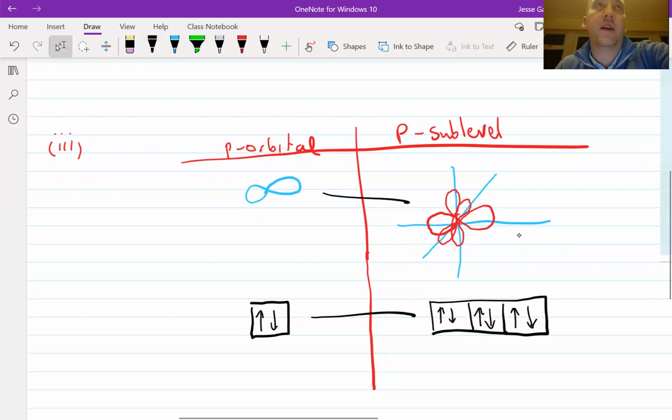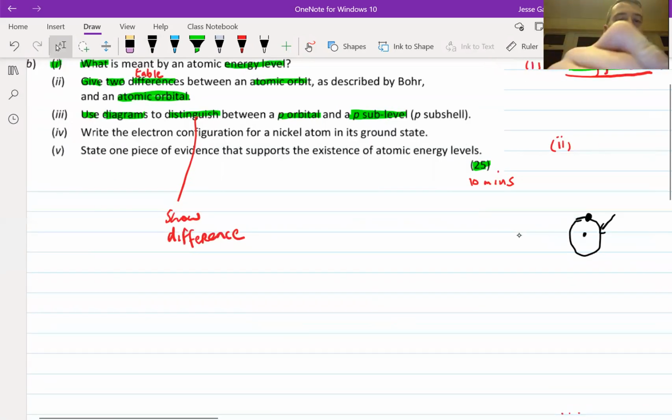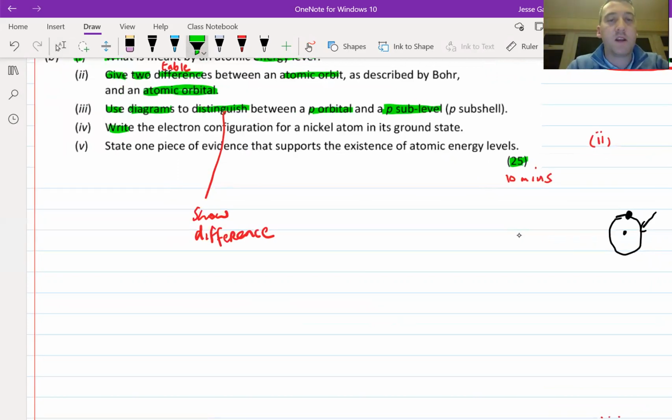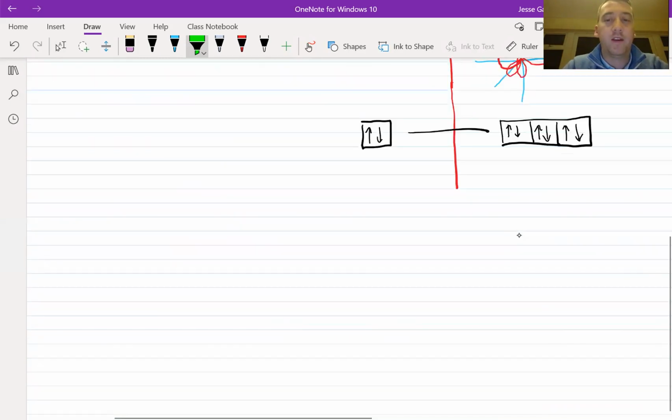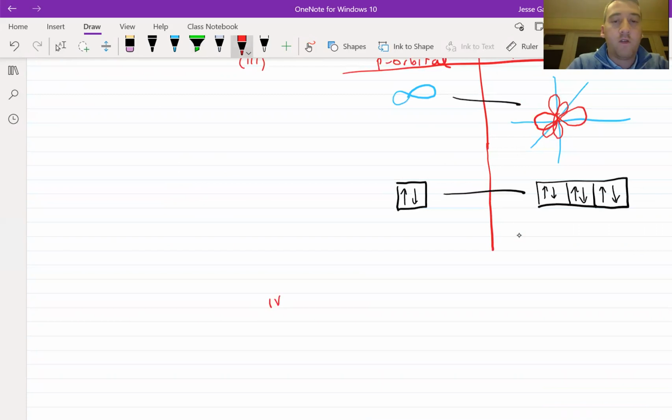Okay, so that there is a diagram to distinguish between p orbitals and p sublevels. Okay, let's look at the next section. Right, so that's the command word, an electronic configuration for a nickel atom in its ground state. Okay, so we need to look at electronic configuration for nickel. All right, so part 4, we're doing nickel. We're doing the electronic configuration.